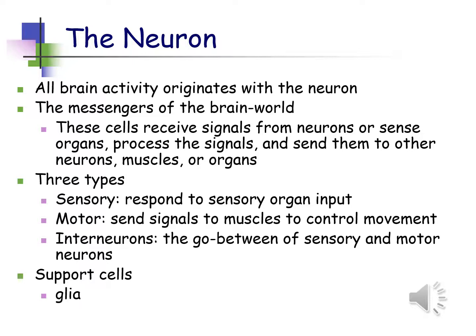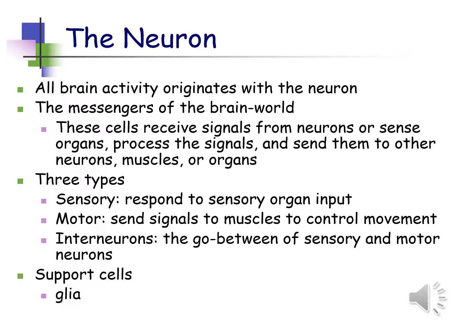There are the sensory neurons, which are sometimes called afferent neurons, that carry information from the sense organs to the brain and spinal cord. In other words, they respond to sensory organ input. And there are the motor neurons, sometimes called efferent neurons, that carry signals from the brain and spinal cord out to the muscles and glands. In other words, they send signals to muscles to control movement. And the messages, of course, come from the brain and spinal cord.